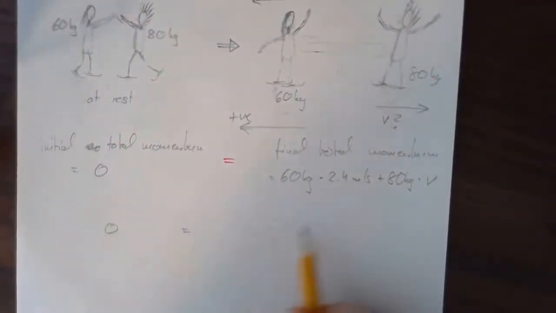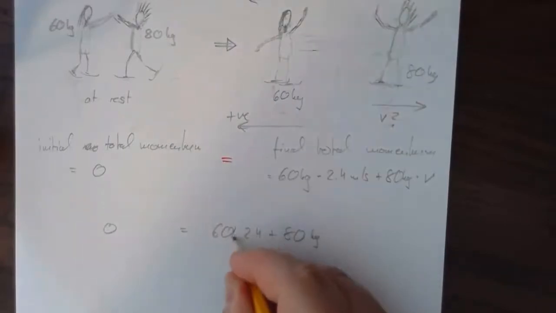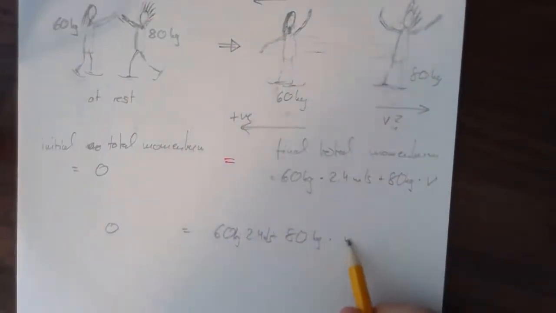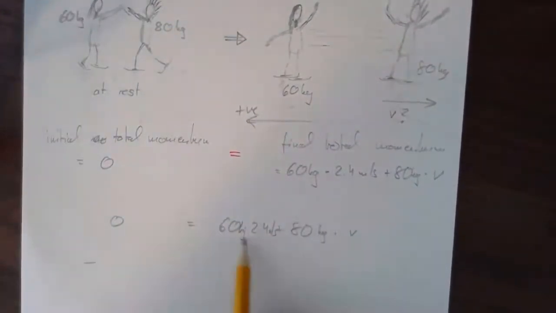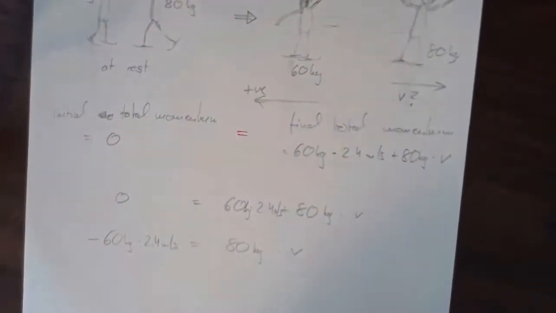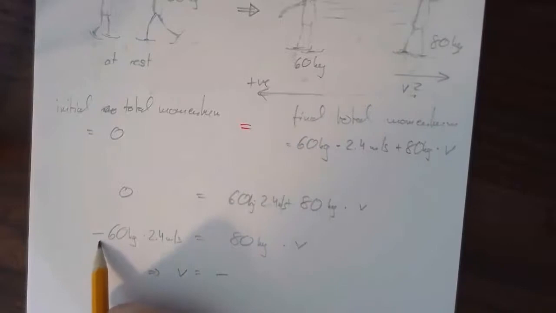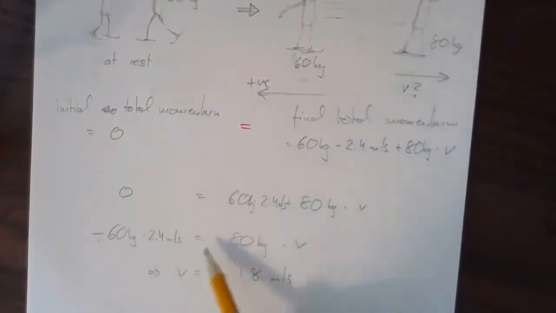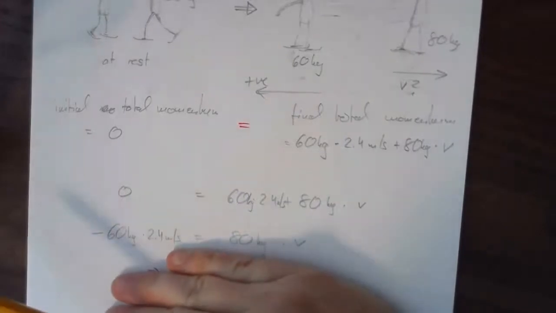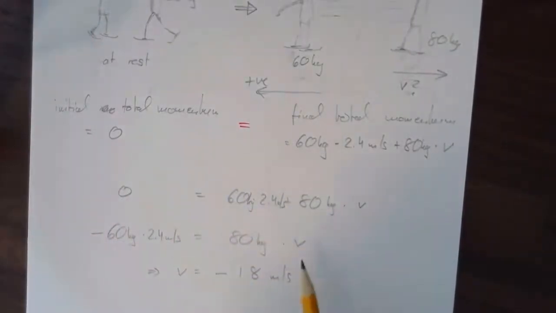So how can it be? Well, I've got 0 equal to 60 times 2.4 plus 80 kilograms, should keep my units, times v. I can rearrange this to get minus 60 kilograms times 2.4 meters per second equal to 80 kilograms times v. Now I can just solve this. Divide both sides by 80, and multiply it out. We find that v is going to be minus 1.8 meters per second, because there's a minus sign here. Make sure you can go from this line to this line. This is not a mystery to you. If you don't see this, you can give me the answer 1.8. Make sure you understand how to finish this. It's fairly straightforward.